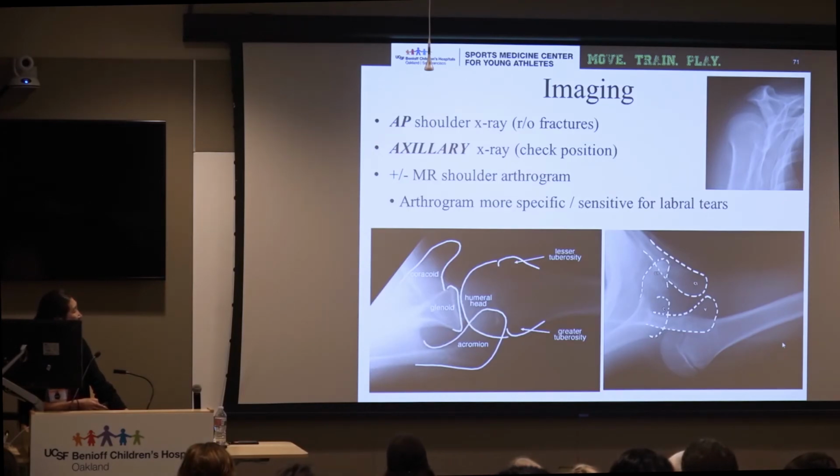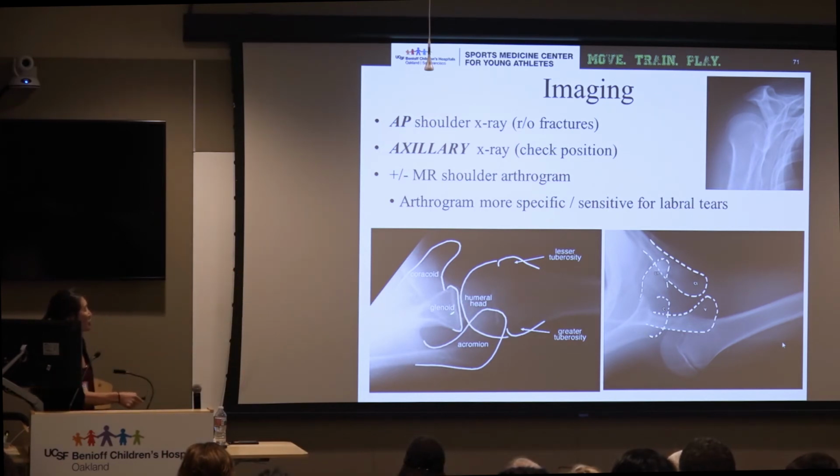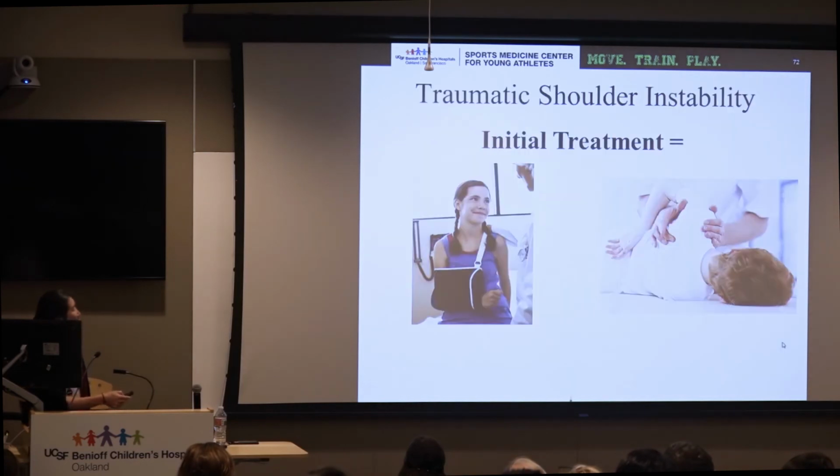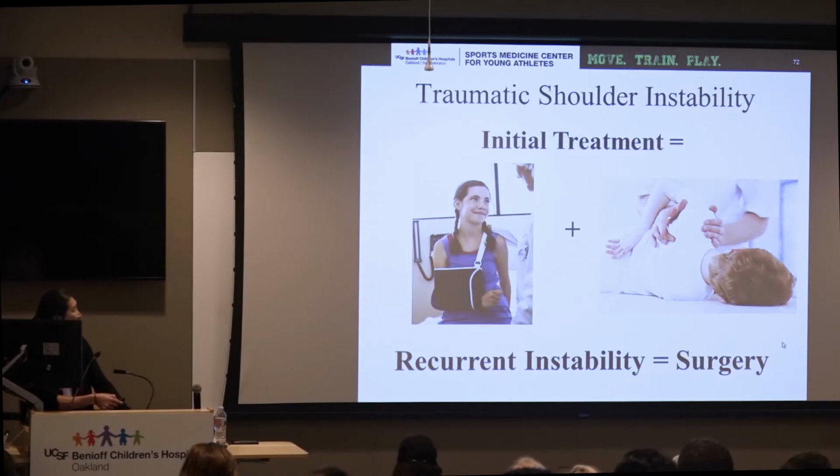Imaging, here's your imaging that you can do, arthrogram, but axillary x-ray is really important because an axillary x-ray, that's taken like this, okay, shot through, you look at the good position of your glenoid, your humeral head, and in this position, you can see exactly what position that humerus is in. Okay, initial treatment, sling for comfort, and physical therapy. Okay, if it's recurrent instability, surgery. There's some thinking now that with one dislocation, maybe you should operate, but we're having this debate in the sports medicine world. But again, the initial treatment is this and this.